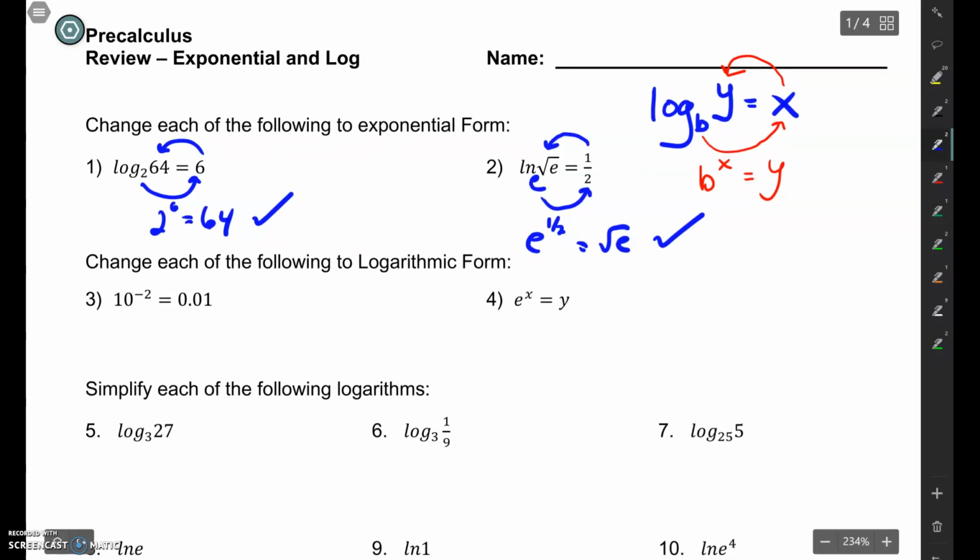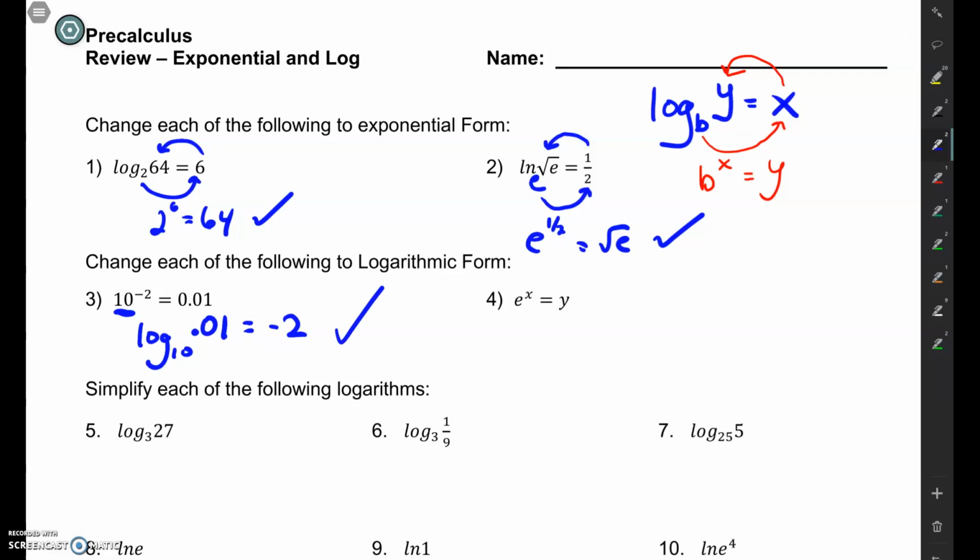What if it's in exponential form like 3 and 4 and you got to change it to logs? Well, this is the base. So this becomes the base. The exponent, that -2, becomes your answer. Because remember, logarithms are like exponents, basically. And then this 0.01 is what goes inside the actual log. And we can double check. Is 10 to the -2 power 1/100th? It sure is. So that is correct.